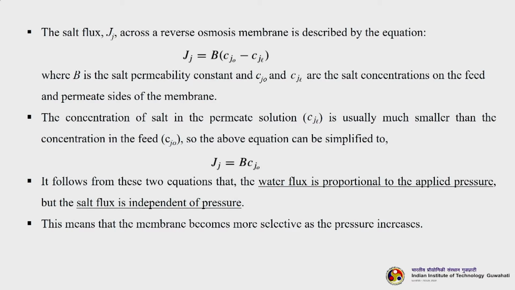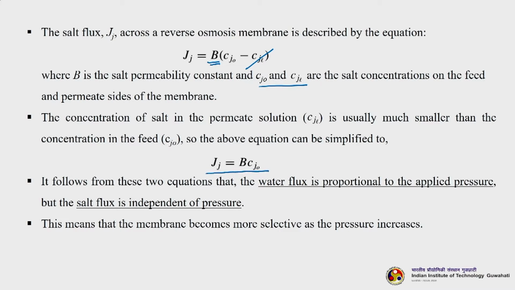So, where B is the salt permeability constant and Cj0 and Cjl are the salt concentrations in the feed and permeate sides of the membrane. Now, the concentration of salt in the permeate solution is usually much smaller than the concentration on the feed side. So, many times we can neglect this term. Hence our equation will become Jj equals B into Cj0.